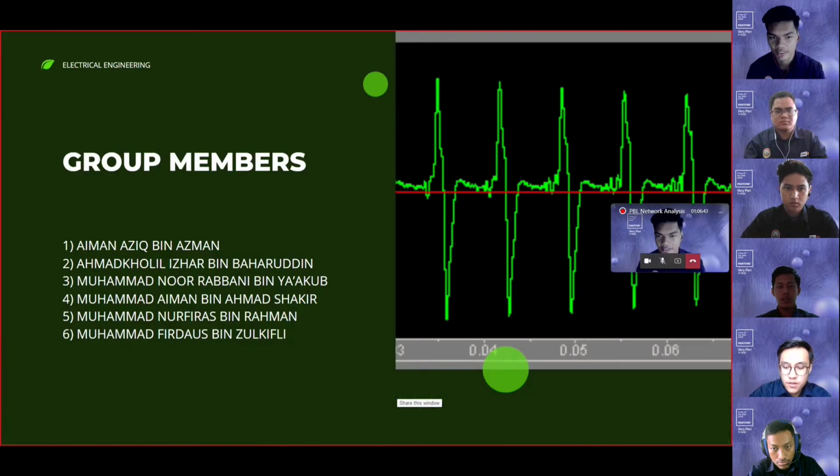Today, we would like to explain about Fourier transform in the acoustic field. Next slide. This is our group members: Aiman Aziz, Ahmad Khalil, Rabbani, Aiman Syakir, Nur Firas, and Firdaus Zulkifli.